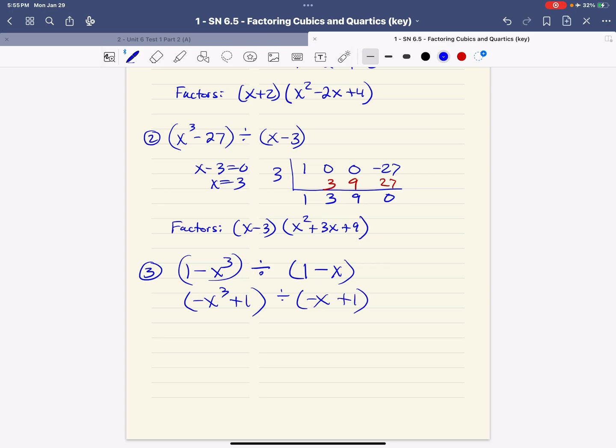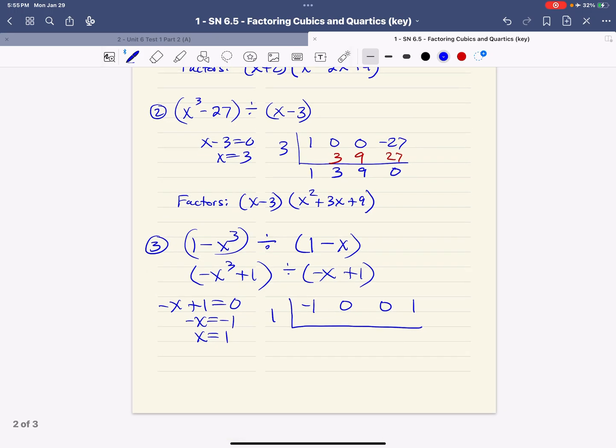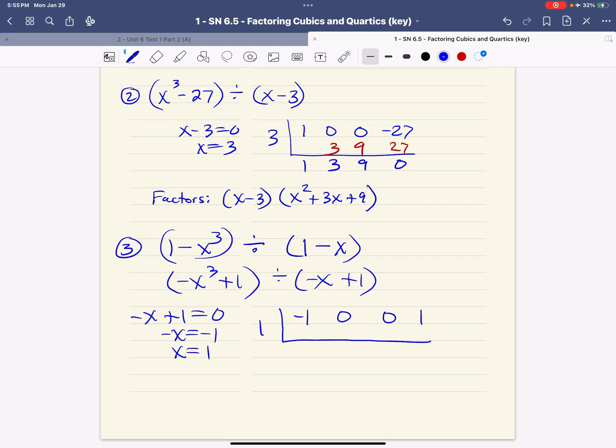The first thing I do is take negative x plus 1 and set it equal to 0. I get negative x equals negative 1, so x is equal to 1. That's what's going to go outside my synthetic division bar. And then I'm going to put in a negative 1, a 0, a 0, and a 1.